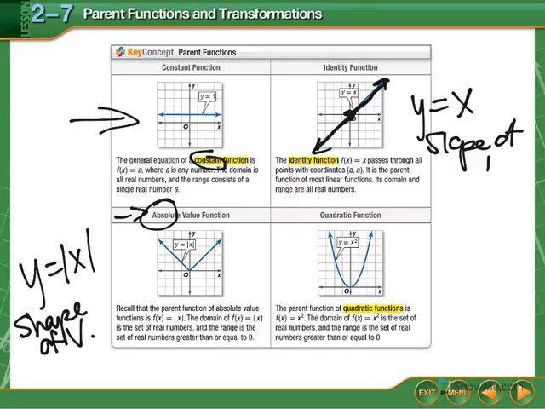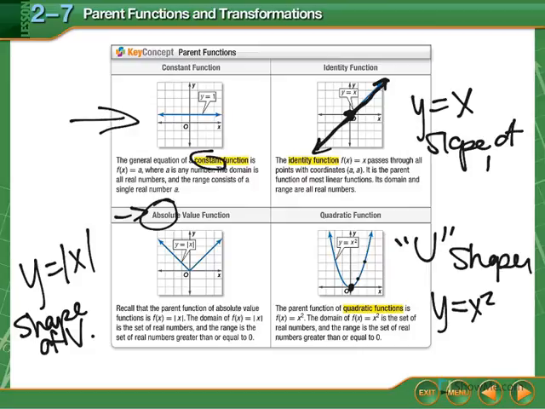And then the quadratic function, it's a U-shape. Anytime you see that it looks like a U-shape, it's going to be a quadratic function. The absolute most basic one is y equals x squared. And particular characteristics, it goes through the origin. It goes through (1, 1), (2, 4), (3, 9), etc.